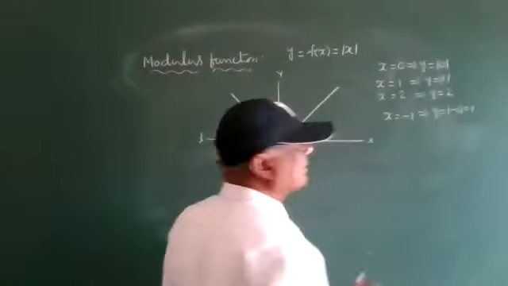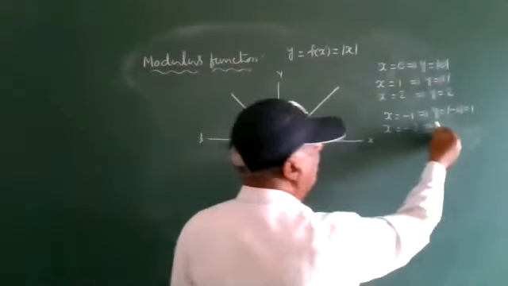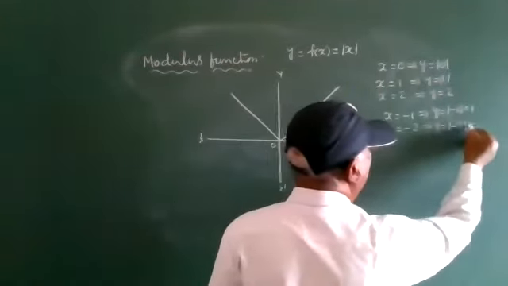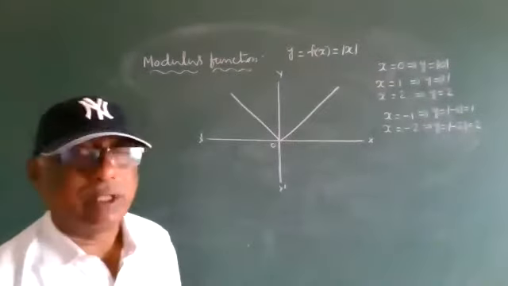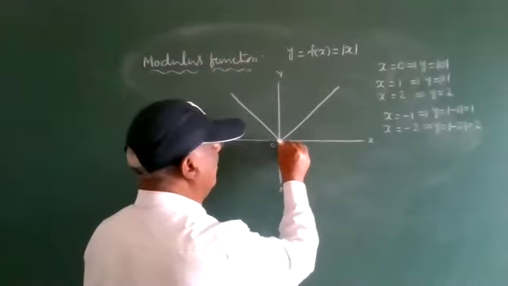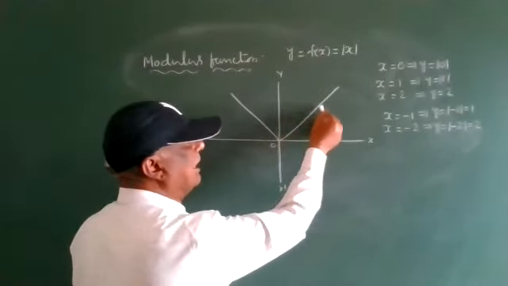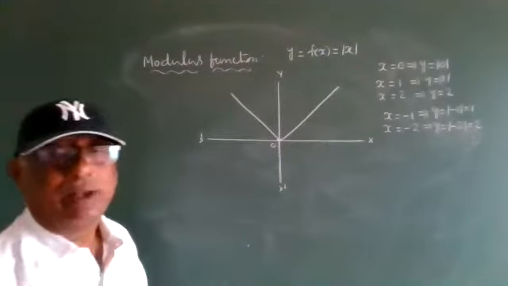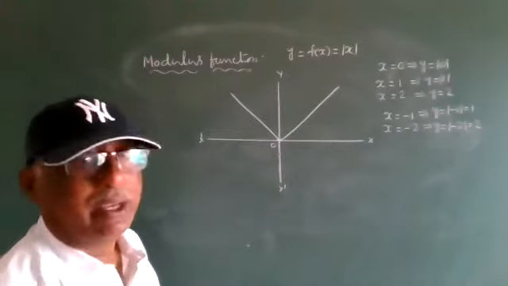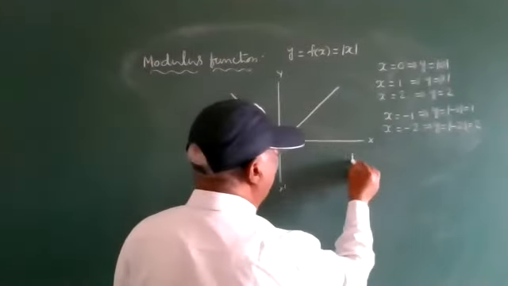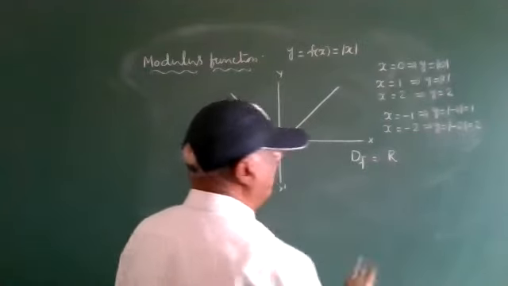X is taking different values, but y is only getting positive values. Therefore, always 0, 0 place, 1, 1 place, 2, 2 place, 3, 3 place, 4, 4 place, 5, all values like this. We should draw: the domain of the function is all the real values.